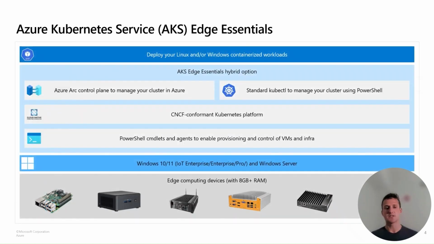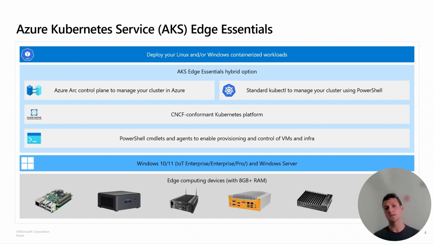So what is AKS Edge Essentials? It's a Kubernetes platform. It's lightweight, and it's CNCF conformant for both K3s and K8s distributions. It's designed to operate on constrained devices, with a minimal footprint and minimal compute and memory. You only need 2 virtual CPUs and 4 GB of RAM. It's fully supported and managed by Microsoft. We run the cluster in Hyper-V isolated virtual machines, and we also include many features to help secure your container infrastructure.